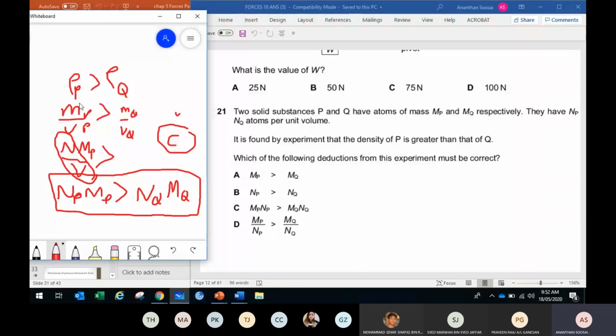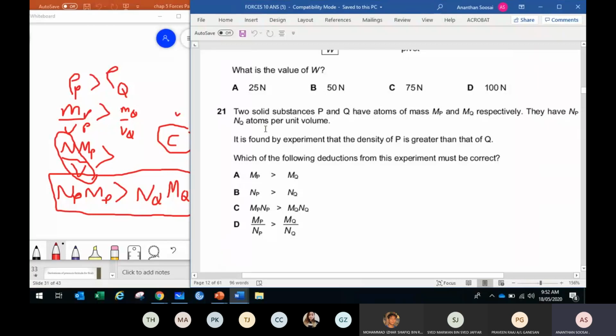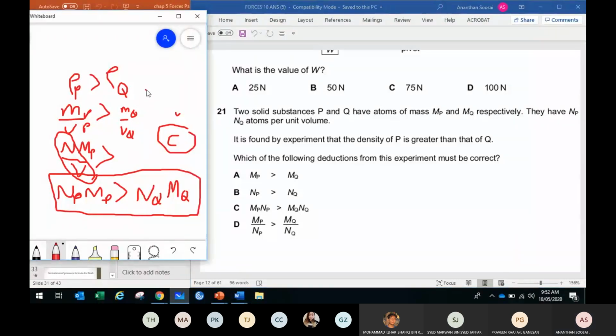So here the trap is the mass. The mass is the number of atoms times the mass of one atom. But number of atoms divided by volume is NP. That's what they say here. NP is atoms per unit volume, so that is the N over V value. So therefore, those who got C, good. This answer should be C.